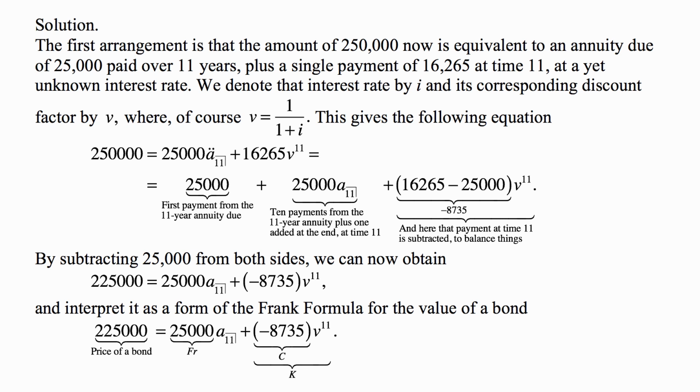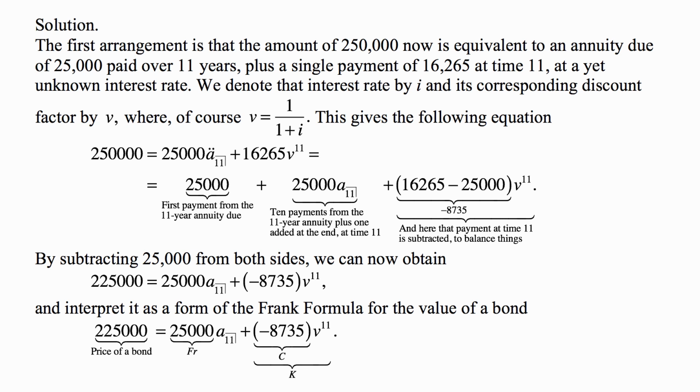Now for ä, the annuity, 25,000 is paid at the beginning of the 11th year, which is at time 10. So it's 25,000, the first payment from the 11-year annuity due, plus 25,000 times a angle 11, plus 16,265 minus 25,000 times v to the 11th. Now we subtract 25,000 from both sides, and what we get is 225,000 is equal to 25,000 a angle 11 minus 8,735 times v to the 11th.